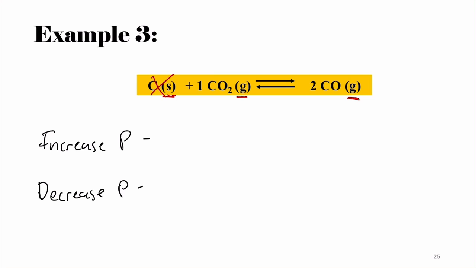So how many moles on the reactant side? 1 mole, right? And on the product side, 2 moles, right? Because this is also a gas. So we have 2 moles of gas here, 1 mole of gas there.